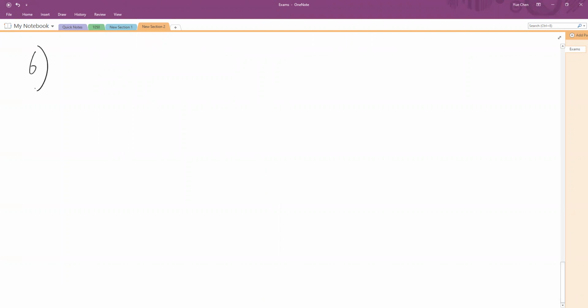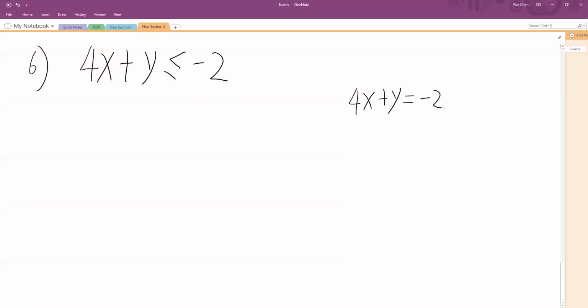Number 6. 4x plus y less than or equal to -2. Okay, so the first thing is we still need the boundary, right? Which is 4x plus y equals -2. Right? So we need what? We need 2 points to locate it. So we can take what? The x-intercept and the y-intercept. This is the thing we always use, right?